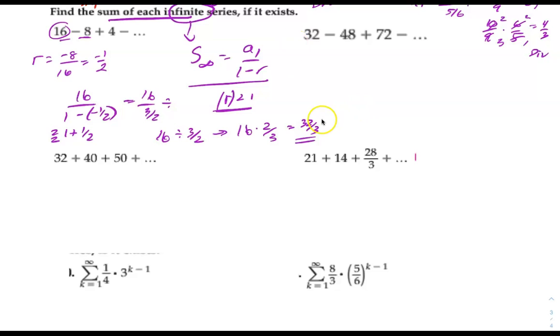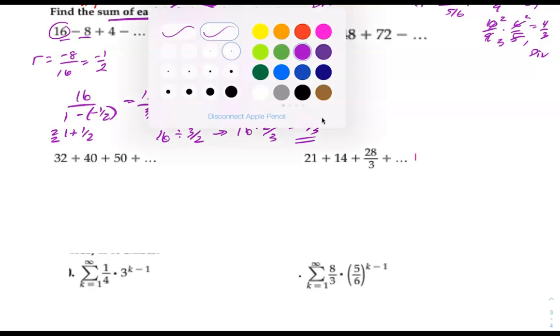That's an infinite sum of this, which is kind of crazy. Remember, all we're doing here is adding 16 plus negative 8 plus 4 minus 2 plus 1, on and on forever. And then you add them all up, you get 32 over 3. Kind of ridiculous. Next one.